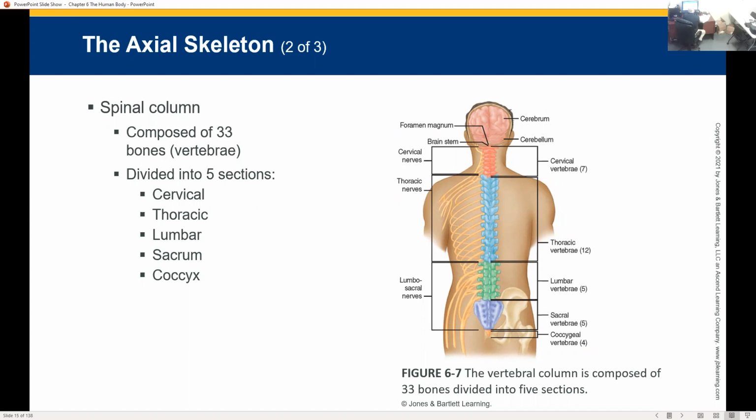And I'll go ahead and throw this out too. There are nerves that come out between the bones, and there are 31 nerves that actually exit the thoracic and lumbar vertebrae, and the neck too.